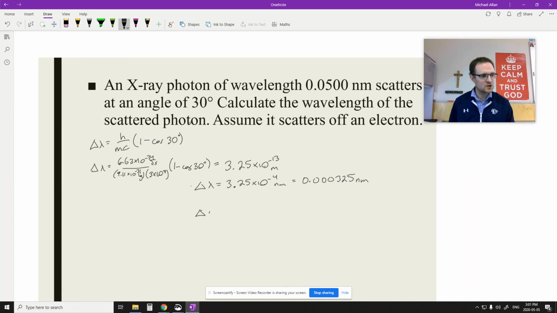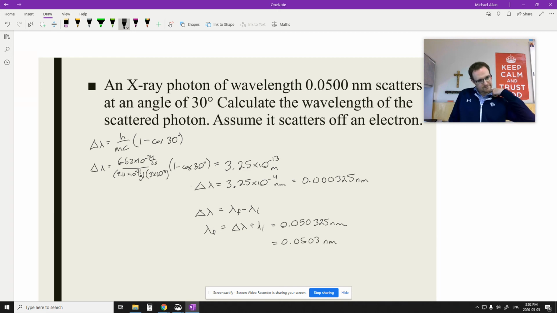Now remember, change is going to be final minus initial. The change is always a positive number, so my final is going to be the change plus my initial. So this is going to end up being 0.050325 nanometers. Let's put that as 3 sig digs there. There you go. Looking pretty good.